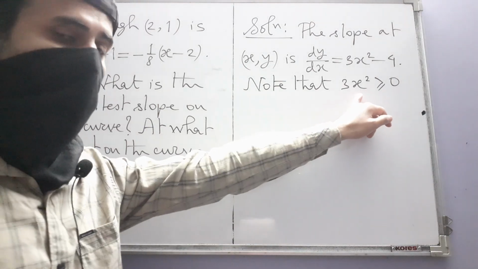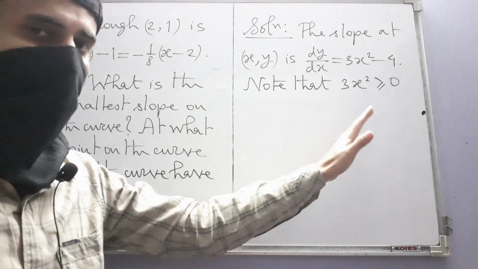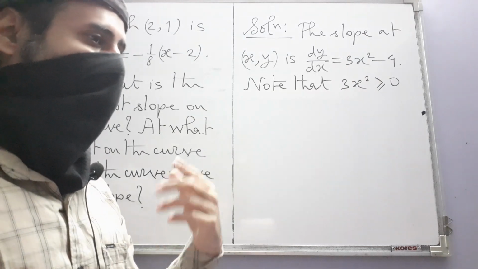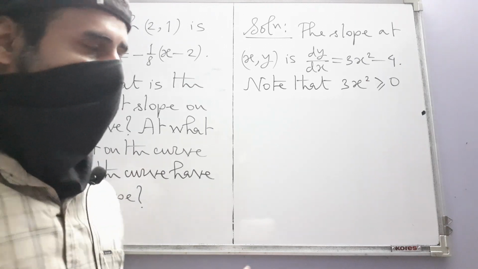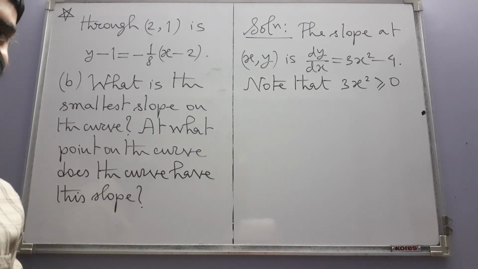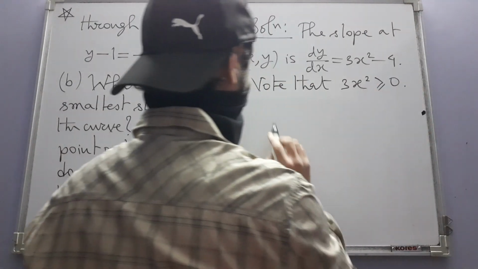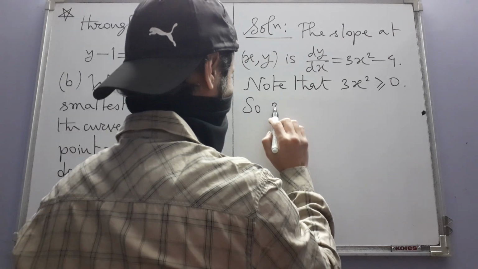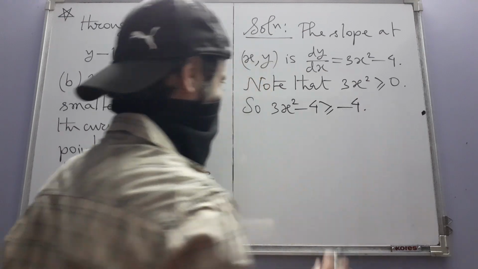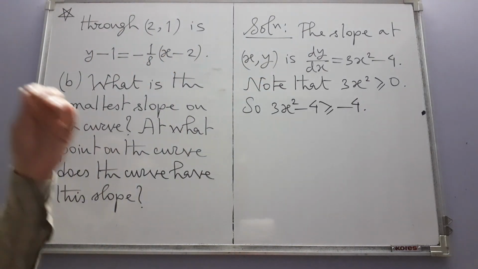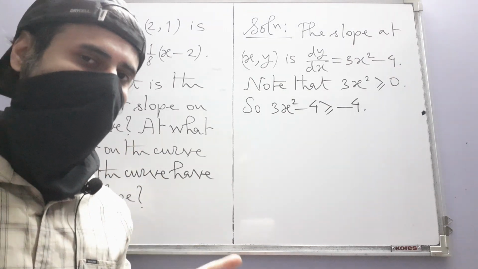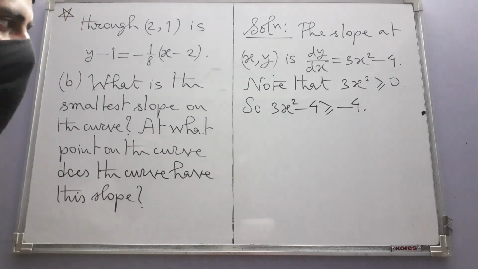Oh, and also when x is negative, I messed that up. This is positive precisely when x is not equal to 0, not just positive. And this is equal to 0 when x is equal to 0. In any case, it is non-negative, it is not negative. So this is greater than or equal to minus 4. This slope is always greater than or equal to minus 4 and becomes minus 4 precisely when x is equal to 0. That's the only possibility.